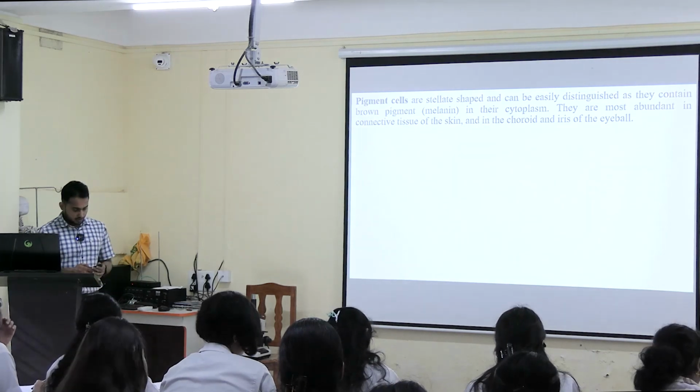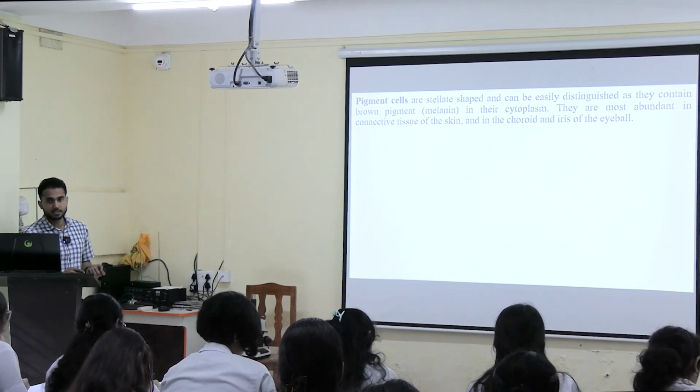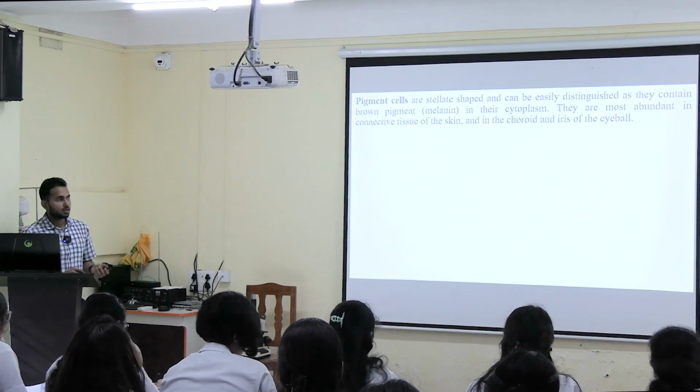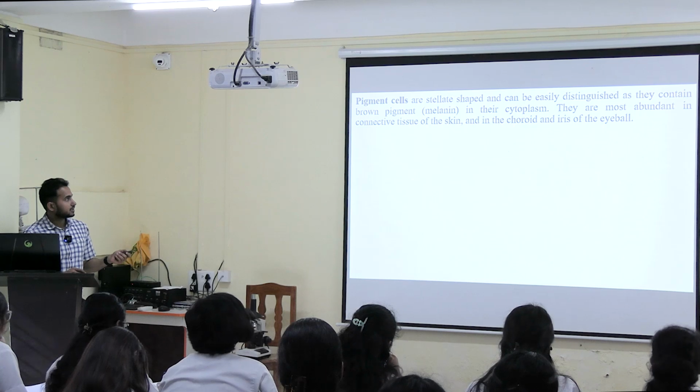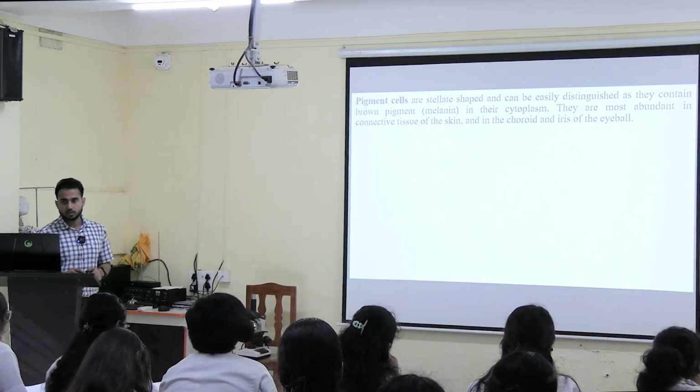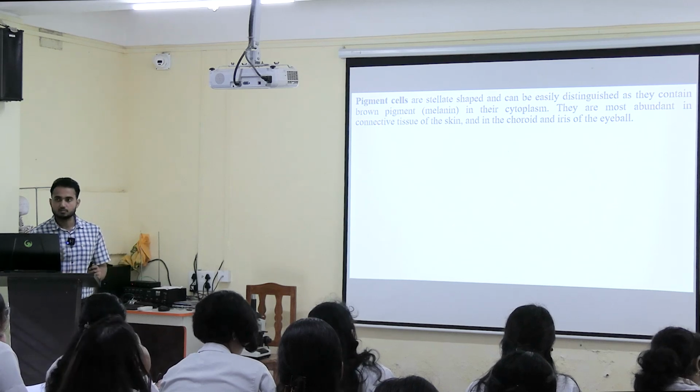Lastly, the pigment cells are also stellate shaped, easily distinguished as they contain a brown pigment called melanin. They are most abundant in the connective tissue of the skin, and in the choroid and iris of the eyeball. So these are the areas where these pigment cells are present mostly.